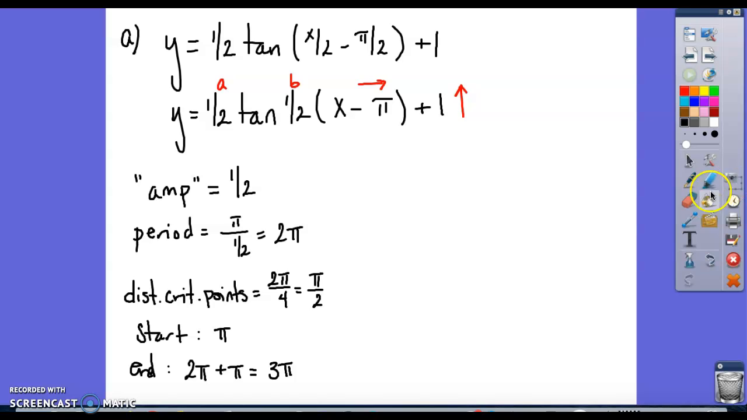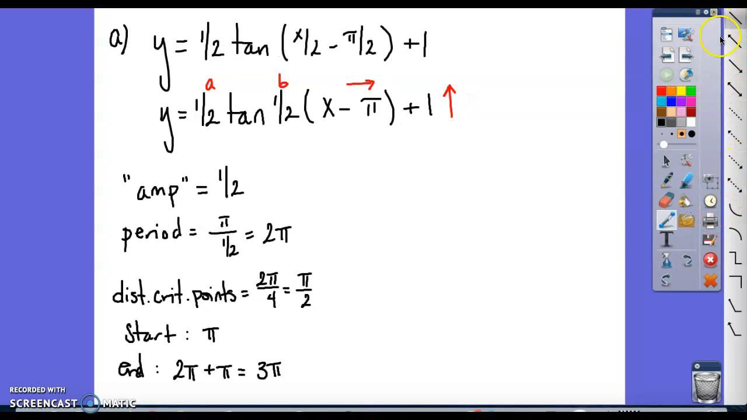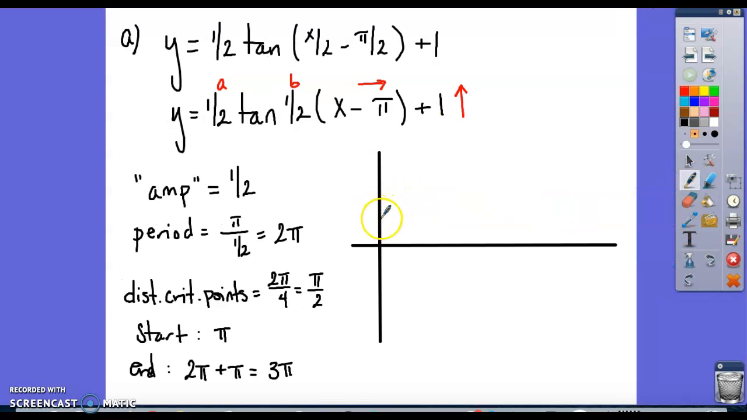Okay, so let's set up a graph here. All right. Okay, so I'm going to make this 1, this 2, -1, -2. Okay, so my first period is going to end at 3 pi. It's going to start at pi. I'm going to break this up into quarters, and there's going to be my second period.